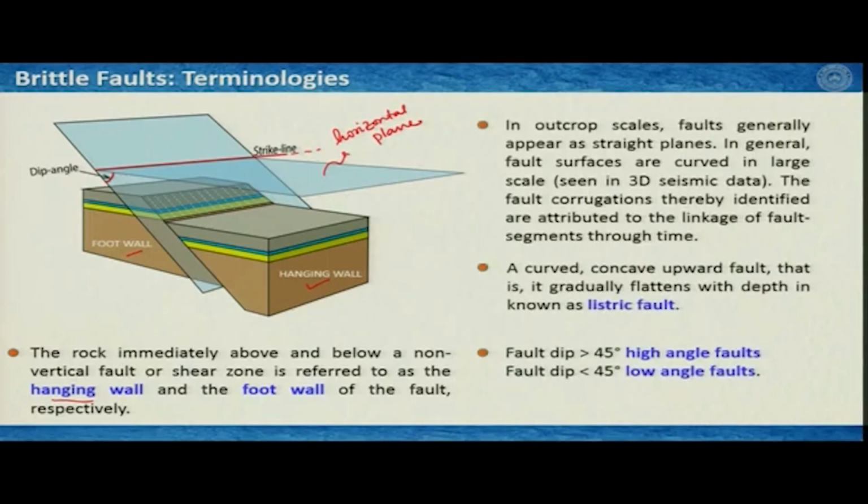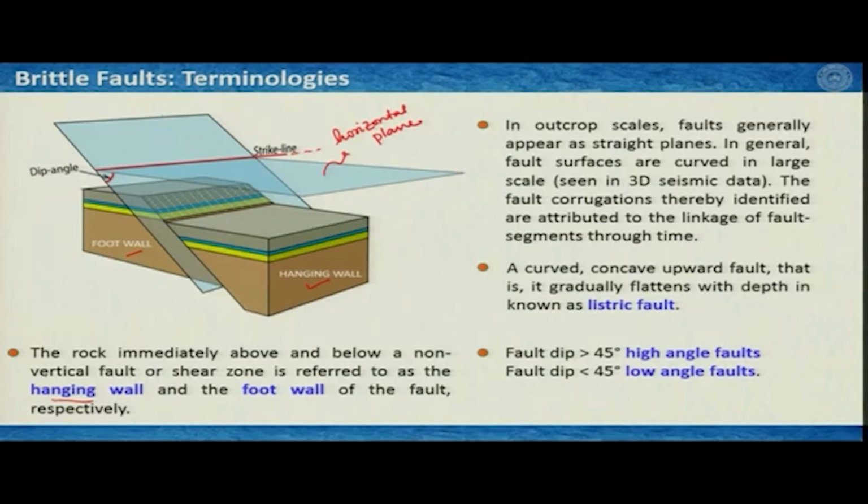There are a few other terms let us talk about. In outcrop scales, faults generally, as I said, are mostly straight planes. However, faults are really large scale features, and in general they are curved at large scales, and these are mostly revealed by 3D seismic reflection data. These fault corrugations are thereby identified and attributed to the linkage of fault segments through time.